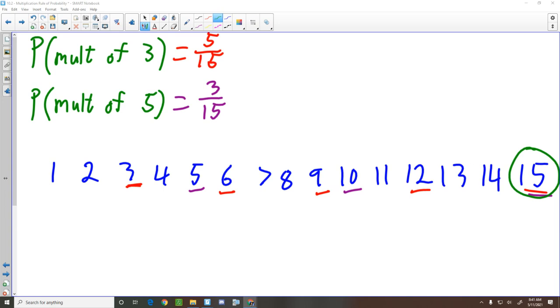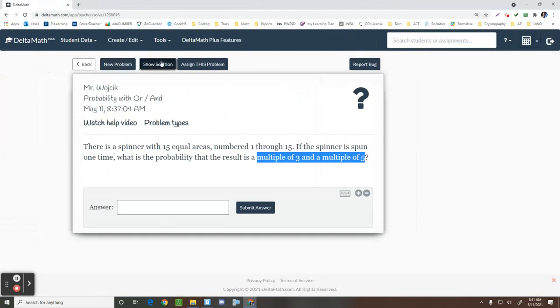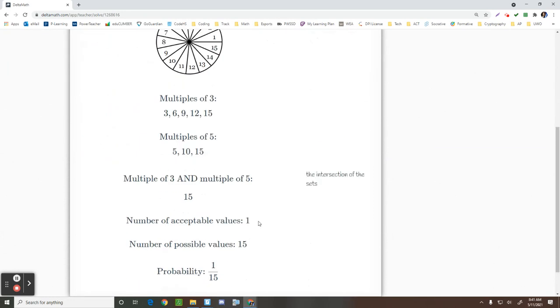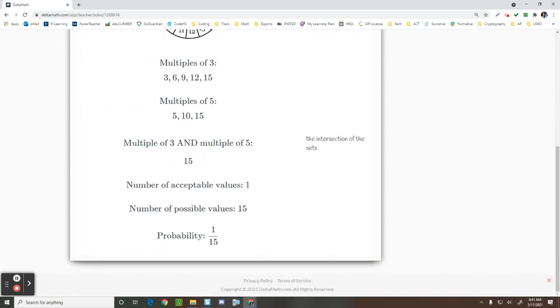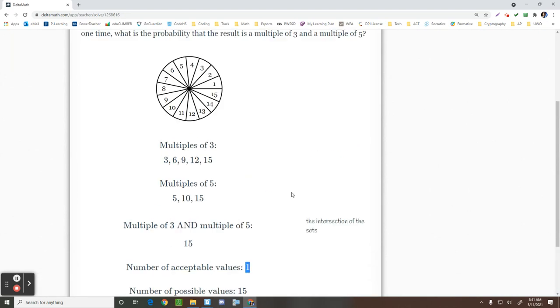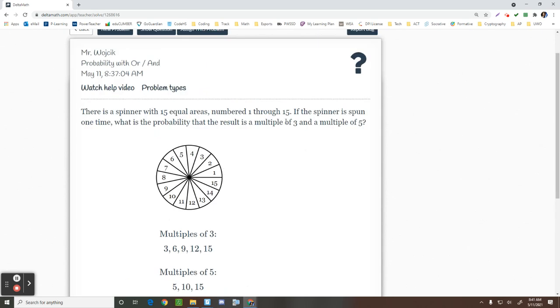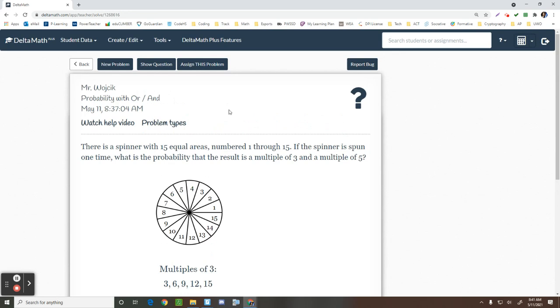Essentially, I'm going to bring that back. It actually has a nice diagram to show you what the spinner would look like, and it did the same thing with all the different multiples. How many are both of those? 15. So there's only one out of the possible 15, so 1/15. What I was showing you before, doing them both and then subtracting the overlap, that's if it asks or. If it asks the probability of rolling a multiple of 3 or a multiple of 5, that's when you would subtract that overlap. So you've got to be careful with the words and versus or on these.